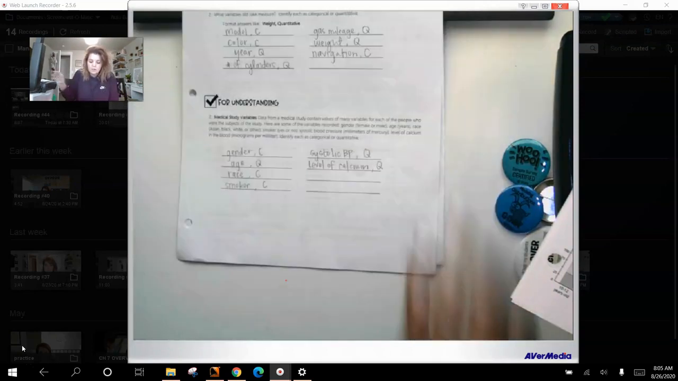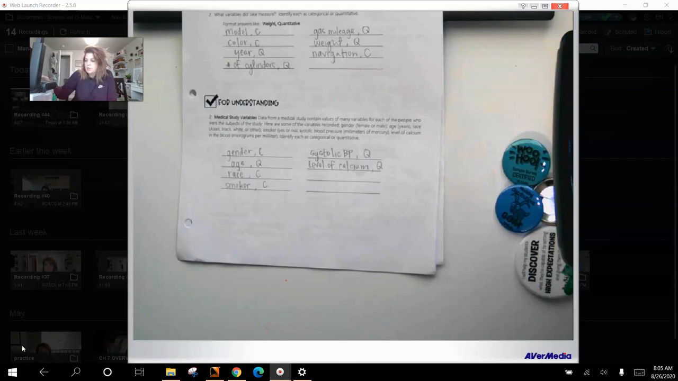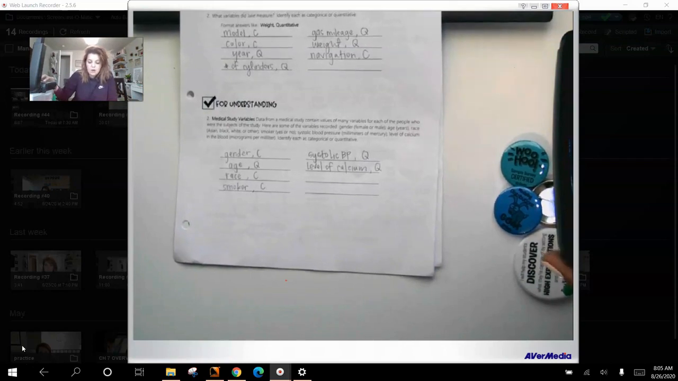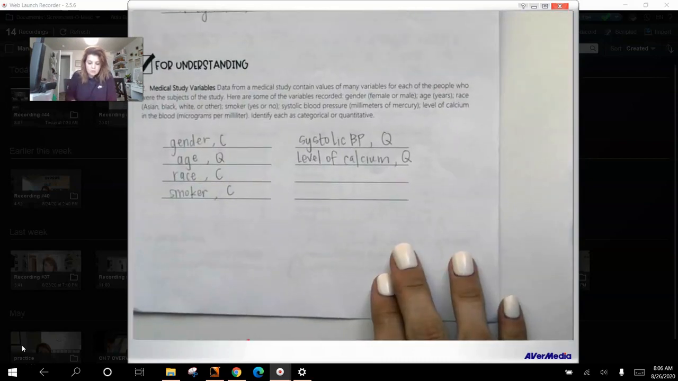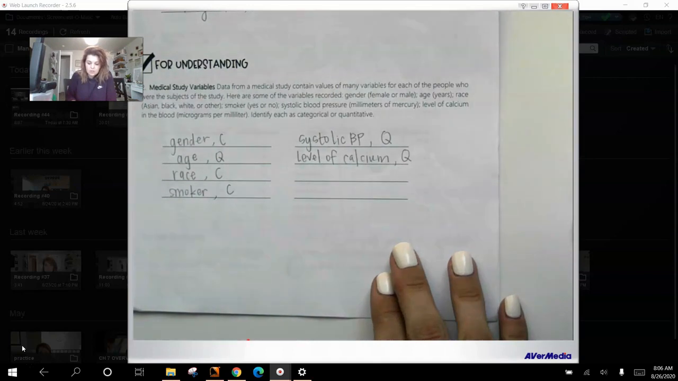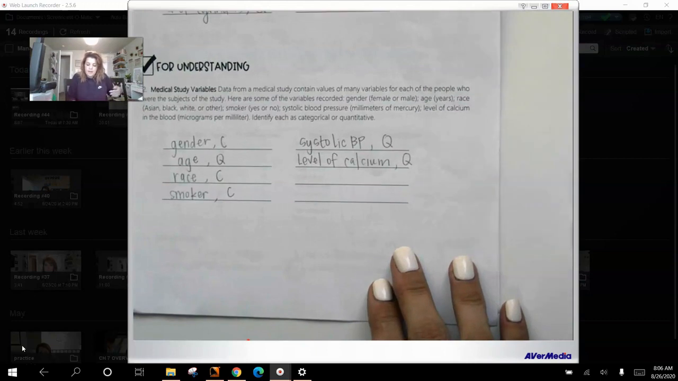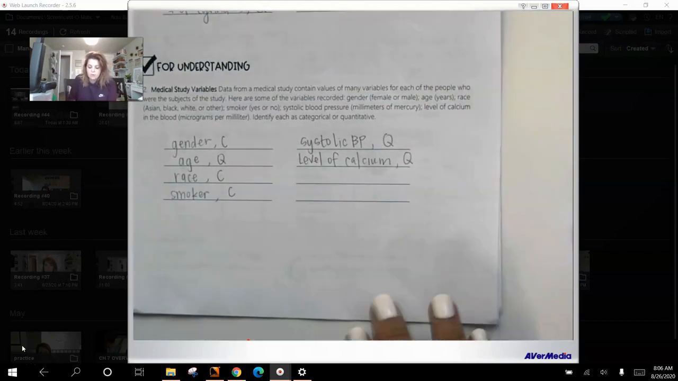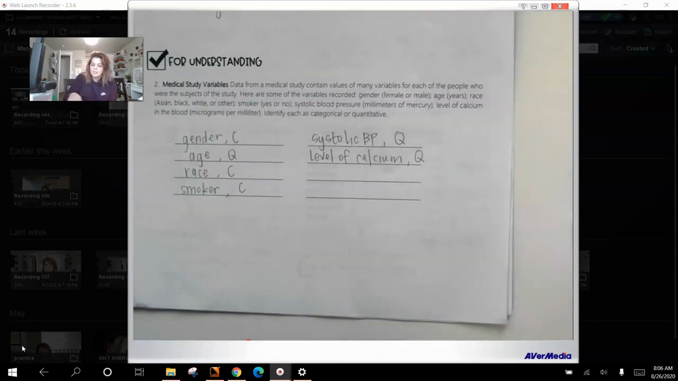Number 2, medical study variables. Data from a medical study contain values of many variables for each of the people who were the subjects of the study. Here are some of the variables recorded: gender, age, race, smoker, systolic blood pressure, and level of calcium. So they want you to identify every variable and then categorize it as quantitative or categorical. So you should have 6 variables, and I just went in order.